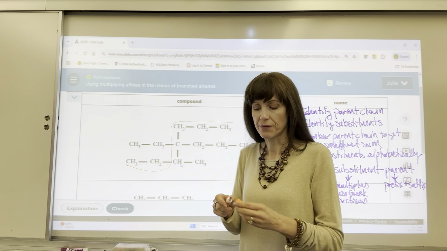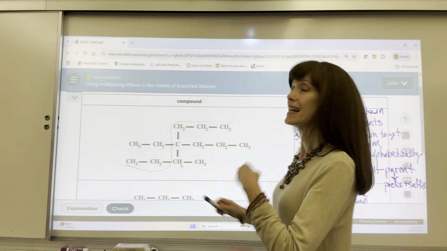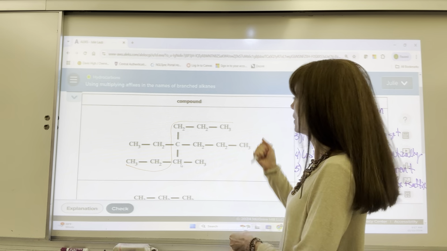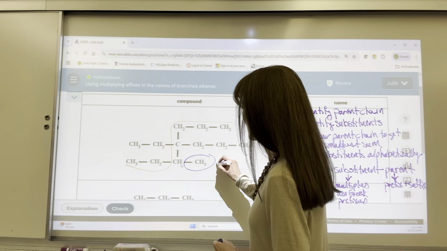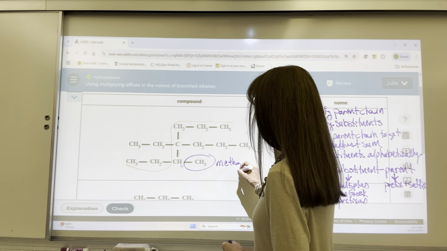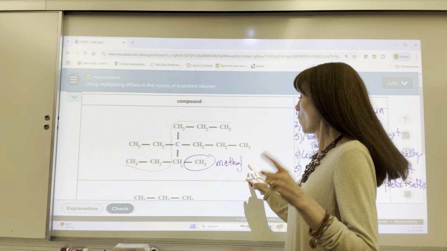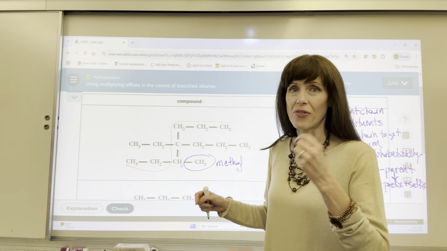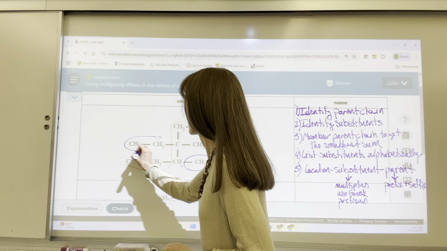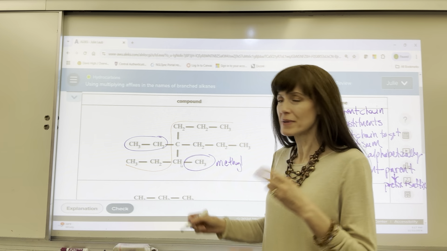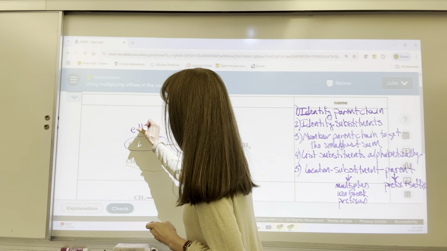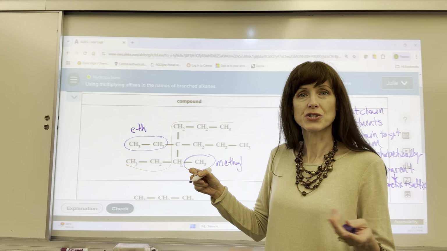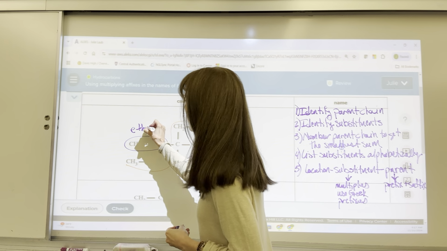So let's identify our substituents. What's attached to that parent chain? Well, I see 1 carbon. Remember, that's going to be a methyl. Meth meaning 1, YL meaning substituent, a methyl group. Then I have 2 carbons right here. 2 carbons, our prefix is eth. The ending for a substituent, yl, ethyl. This is an ethyl group.